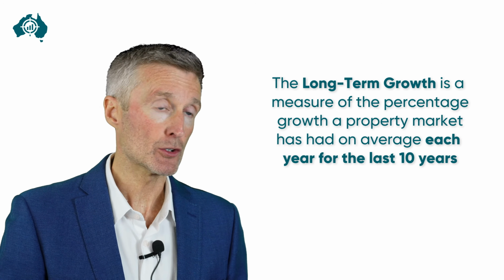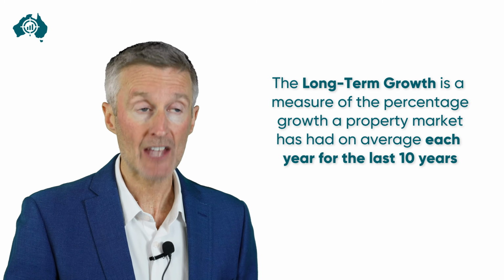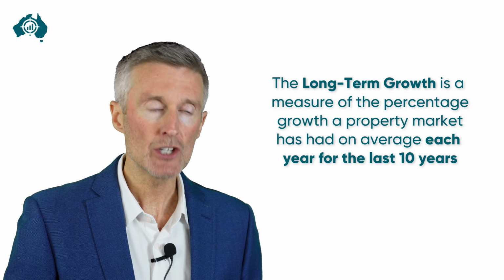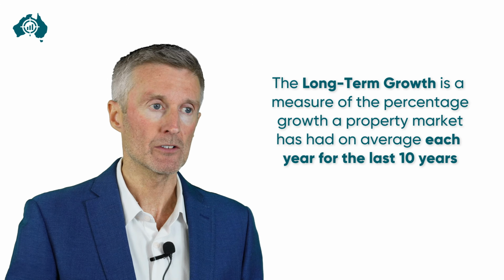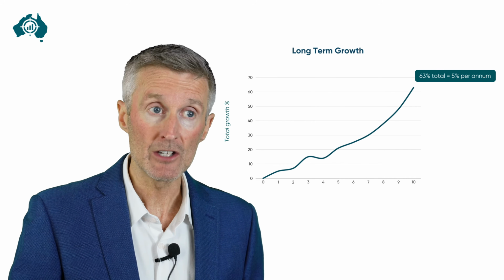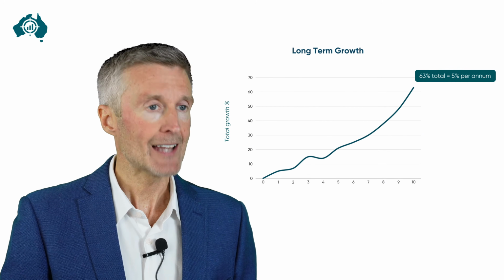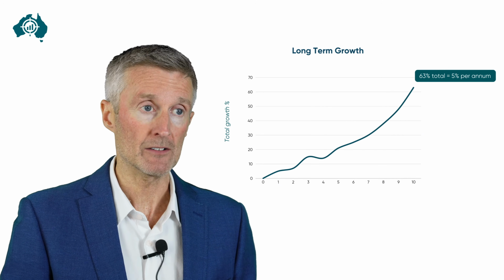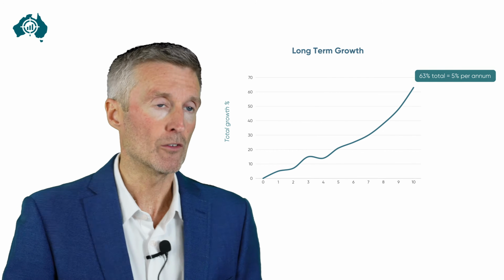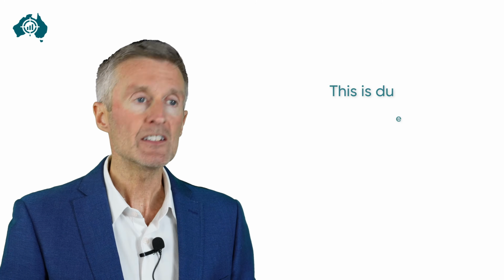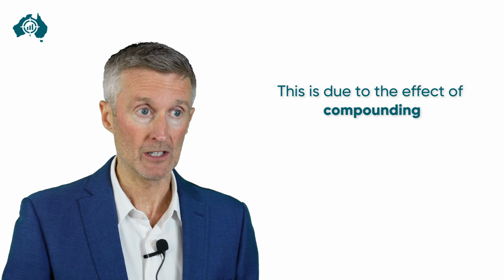The long-term growth is a measure of the percentage growth a property market has had on average each year for the last 10 years. Note that the long-term growth is the compound growth rate. For example, if a suburb had 63% growth over the last 10 years, the long-term growth is not 6.3%. It actually works out to be 5%. That's 5% each year, or 5% per annum. And this is due to the effect of compounding.